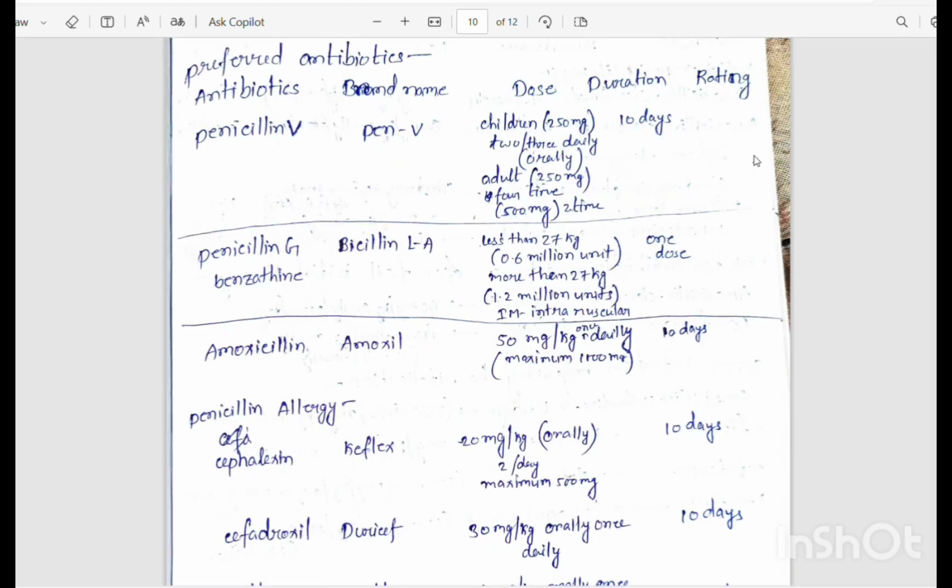Then the next antibiotic is penicillin G benzathine. The brand name is Bicillin LA and the dose will be 0.6 million units for people weighing less than 27 kg, and 1.2 million units for more than 27 kg. The duration will be 1 day.